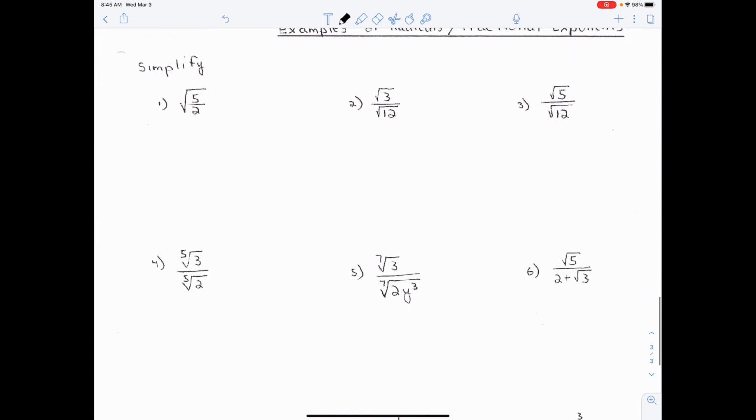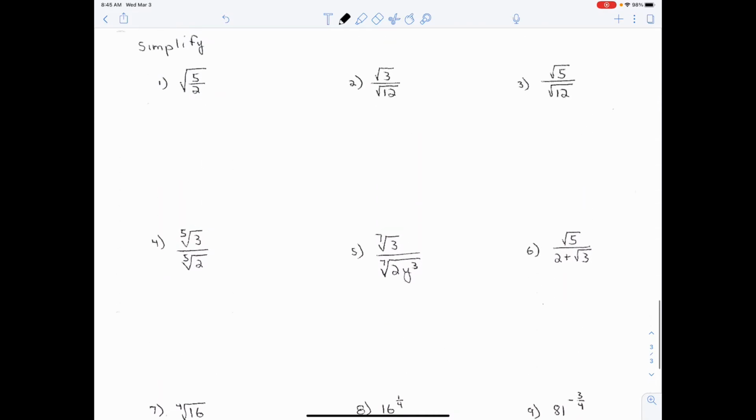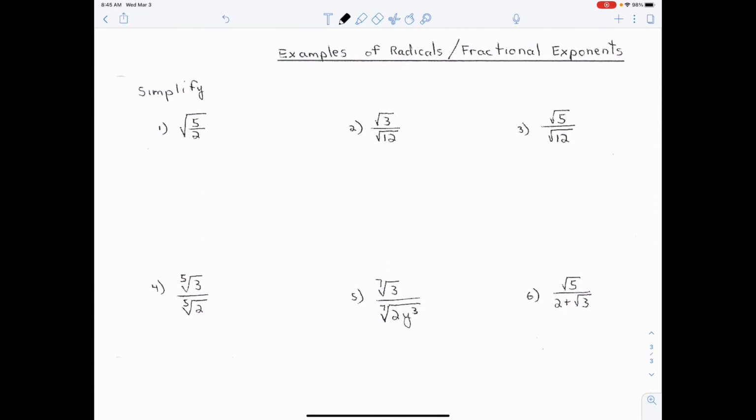Okay, some of this is going to be review of radicals in general, but it's also going to include fractional exponents. Okay, so here we can't take the square root of the top and bottom, so we're going to multiply by square root of 2 over square root of 2, which is square root of 10 over 2, and that's pretty simple. Now remember, do not rationalize right away. You can cancel the 3 and the 12, and now that's the square root of 1 over the square root of 4. Square root of 1 is 1, square root of 4 is 2.